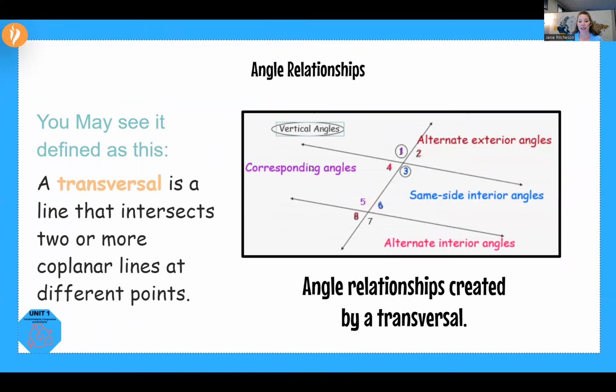We have then corresponding angles, vertical angles, alternate exterior angles. Alternate means on opposite sides of the transversal. And exterior means outside the parallel lines. We also have same side interior angles. We didn't really talk about that last week. If they're interior, that means they're inside the two parallel lines, and these are on the same side of the transversal. And then we have alternate interior angles, which means they're on opposite sides of the transversal if they're alternate.